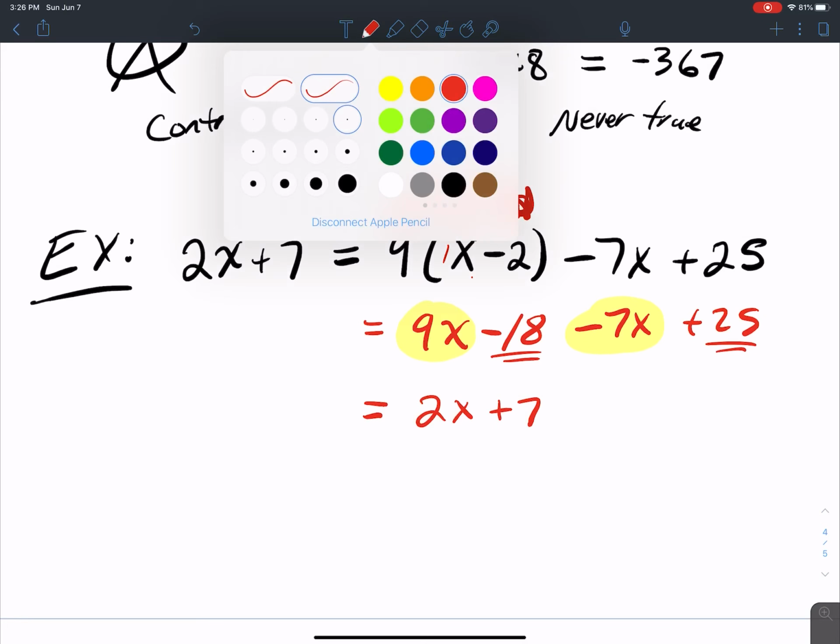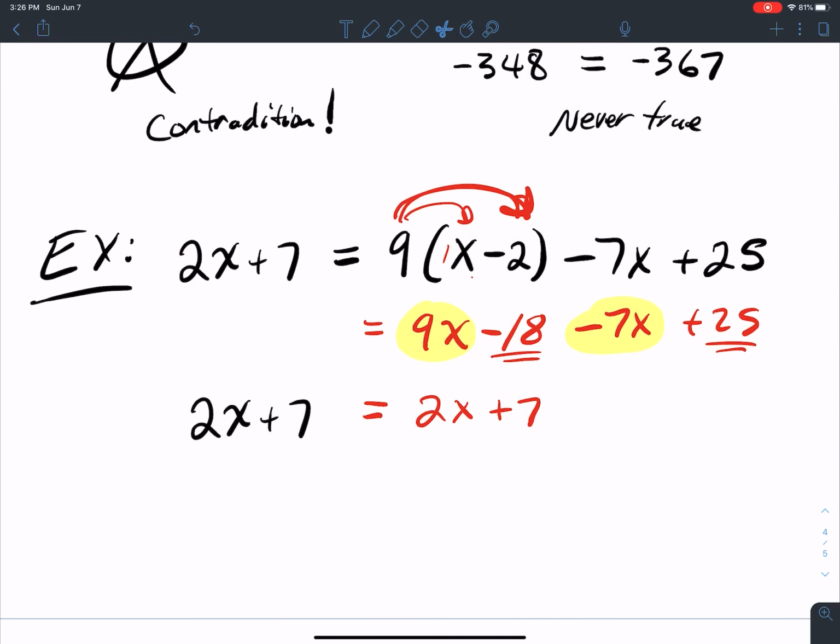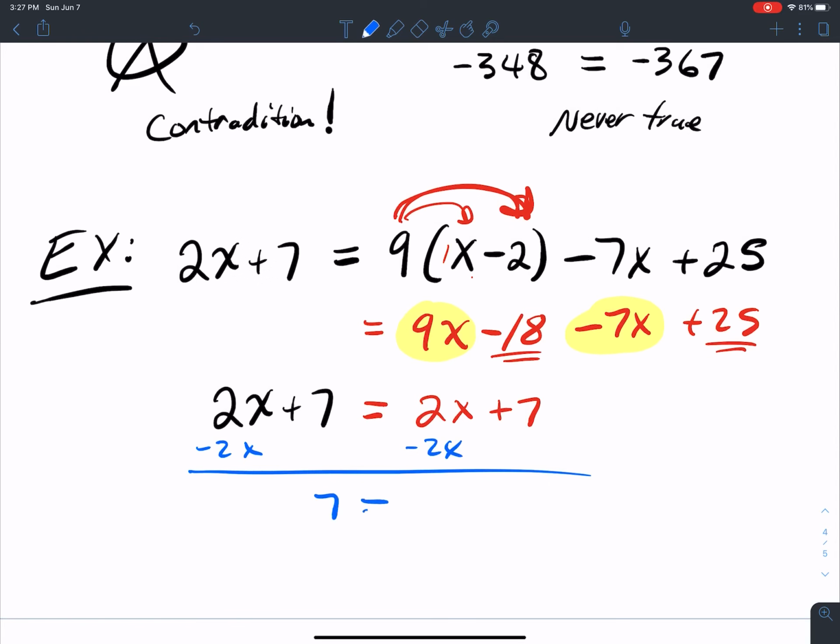So this is equal to 2x plus 7. Uh-oh, I kind of see where this is going. Minus 2x gets me no x's. I have 7 equals 7. Is 7 equal to 7? Always. So is this a contradiction? No, this is the opposite of a contradiction. This is an identity. This is always true. Okay, it's an identity. Okay, so it's always true. No matter what x you plug in, it will always satisfy the equation. Okay. All right.